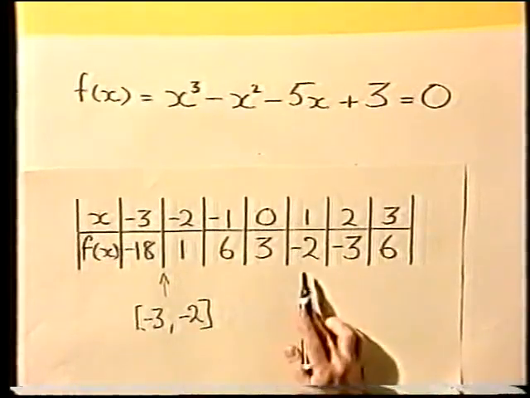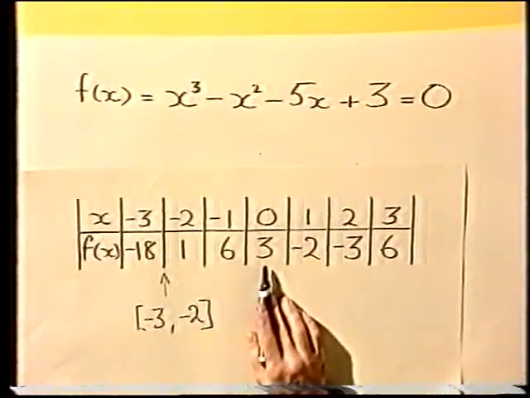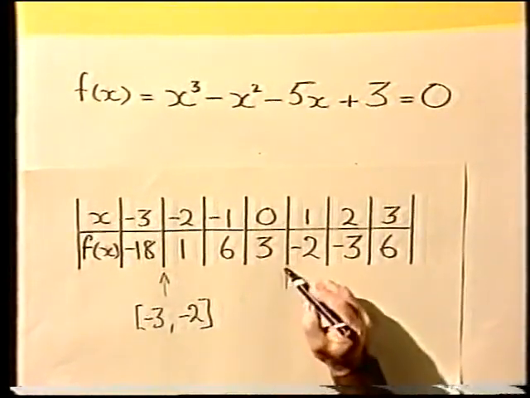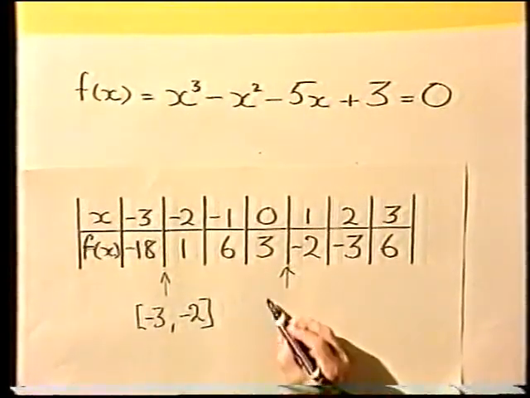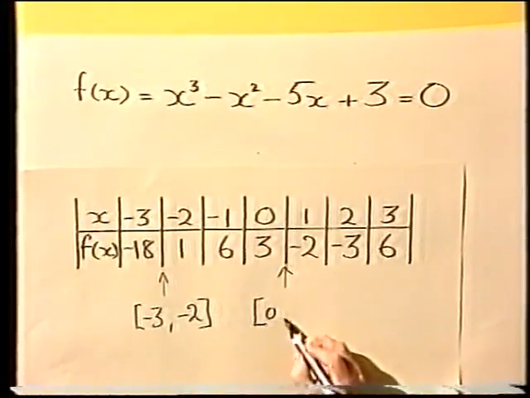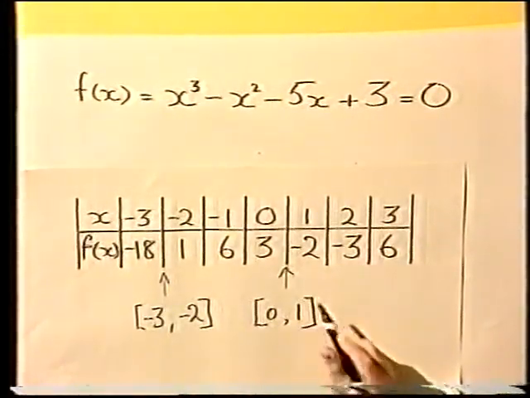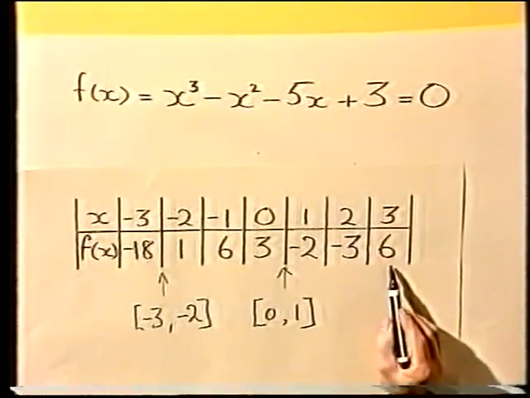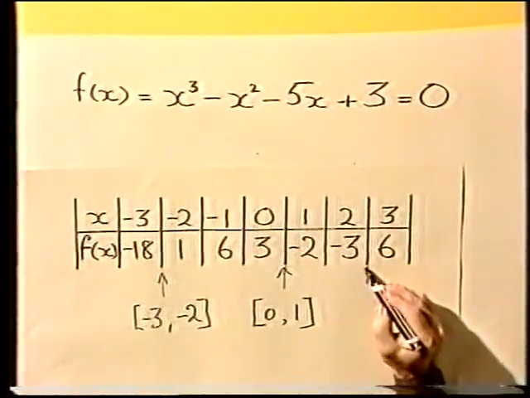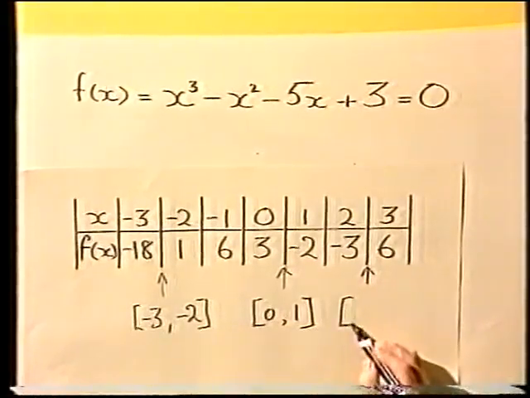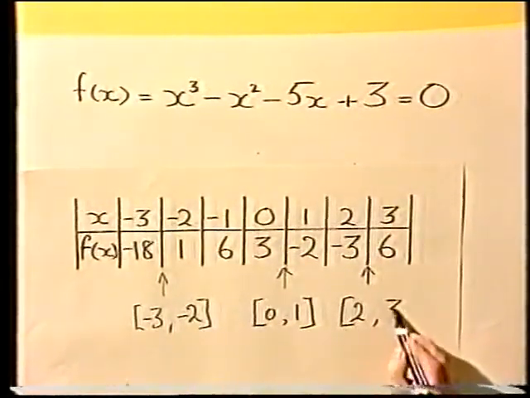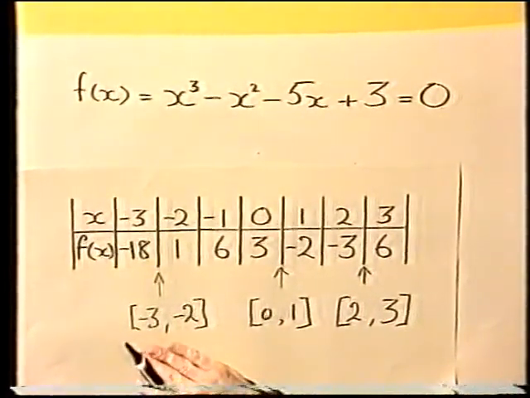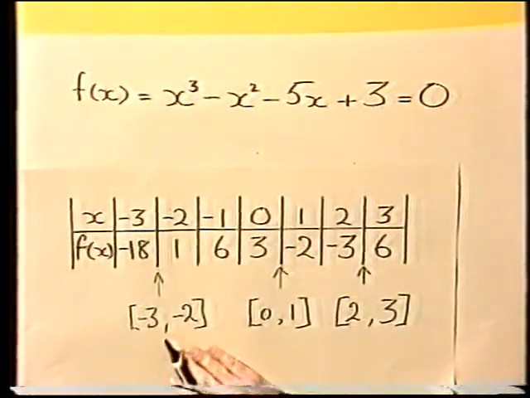Now, if we look along, we can see that it changes from positive at 0 to negative at 1. So there's another solution in there. That's in the interval 0, 1. And finally, it changes from negative at 2 to positive at 3. So there's another solution in there. That's in the interval 2, 3. Now, I'm going to concentrate on the solution in this interval. That's in -3, -2.